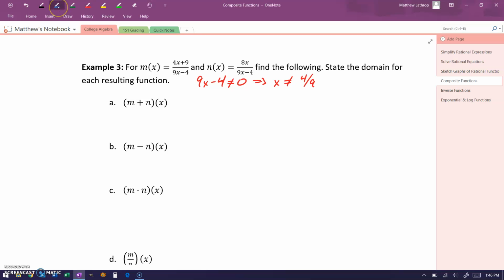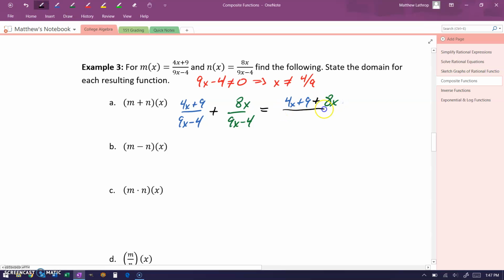So we need to make sure we add that restriction to the domain for every function. In part A, we want the sum of these two functions, meaning we're going to take 4x plus 9 over 9x minus 4 and add 8x over 9x minus 4. Since these two functions have the same common denominator, we can simply combine this into a single rational function, all over that common denominator of 9x minus 4, and then combine any like terms in the numerator. That will give us 12x plus 9 over 9x minus 4.